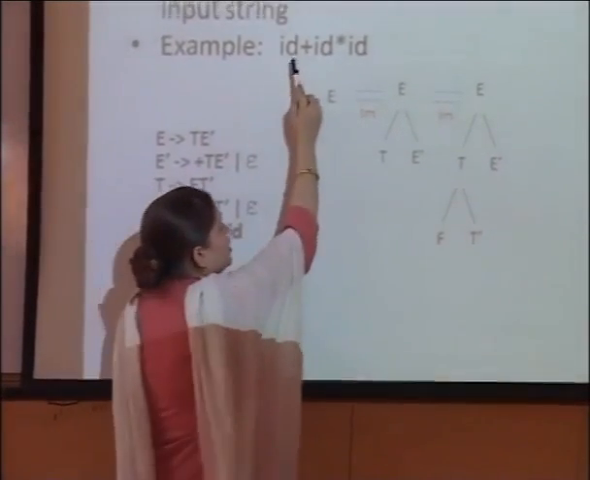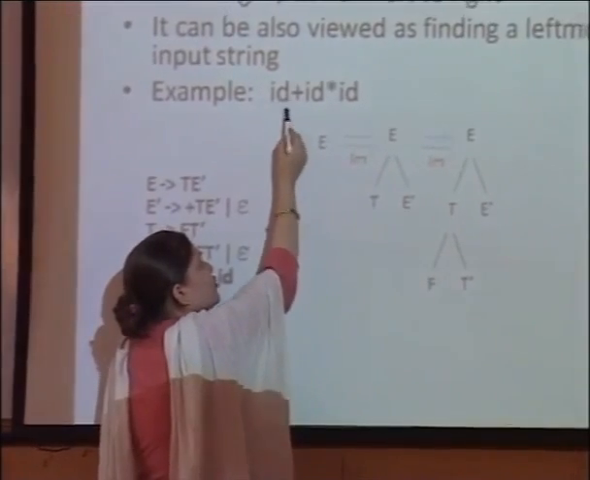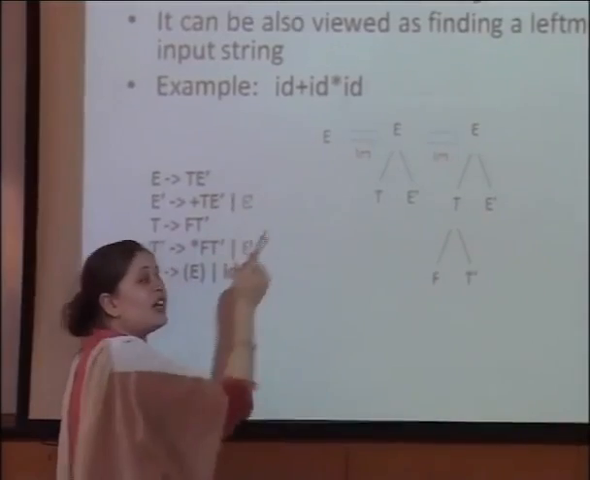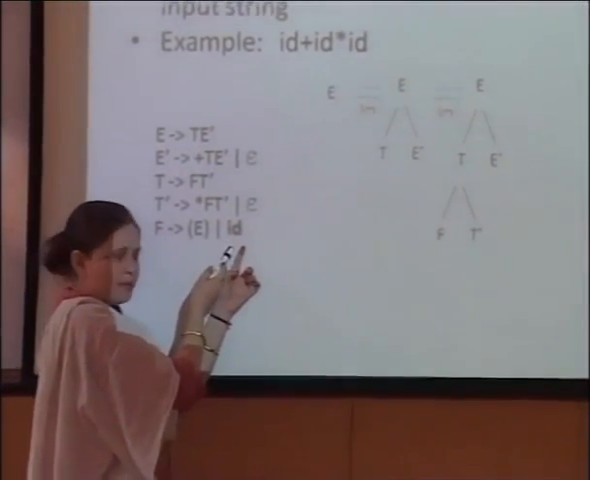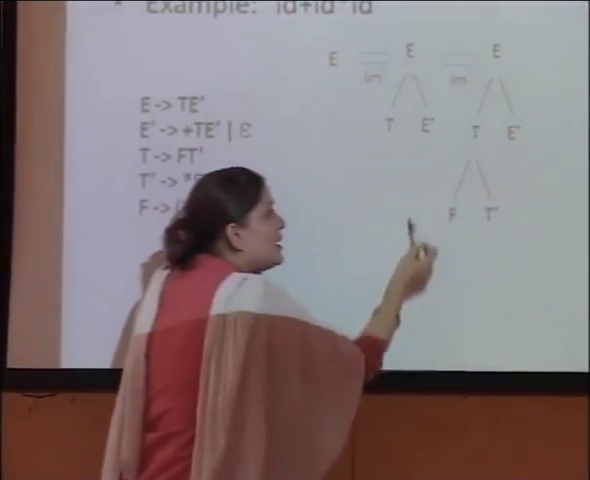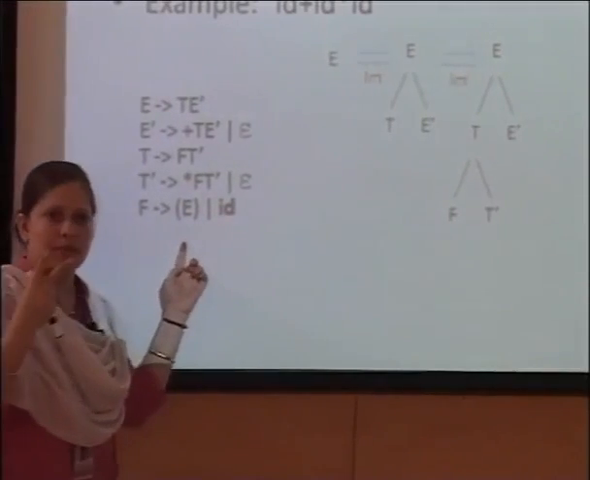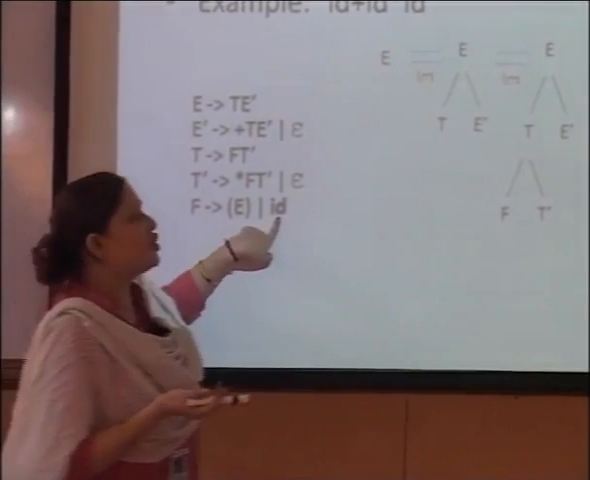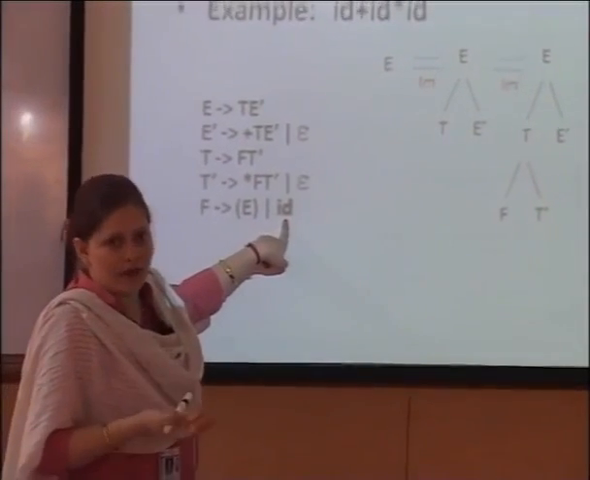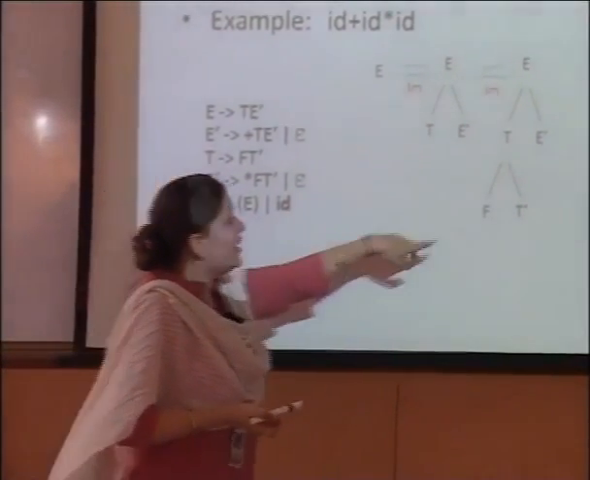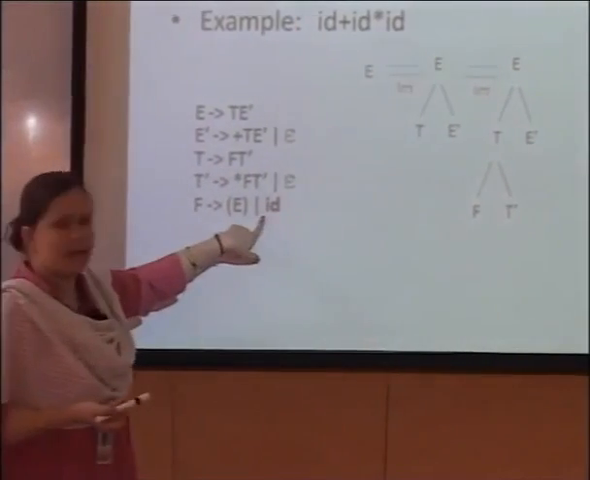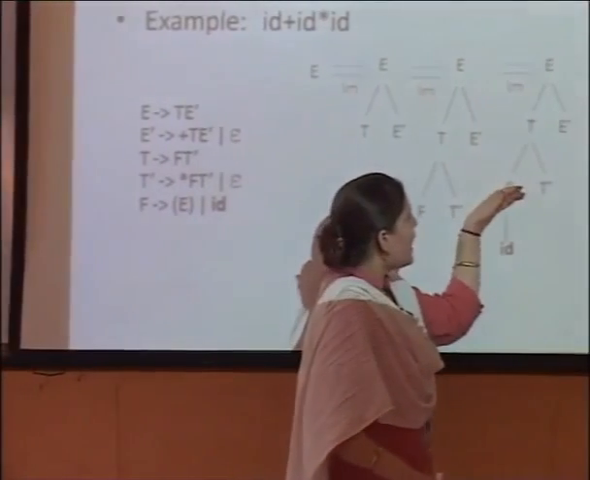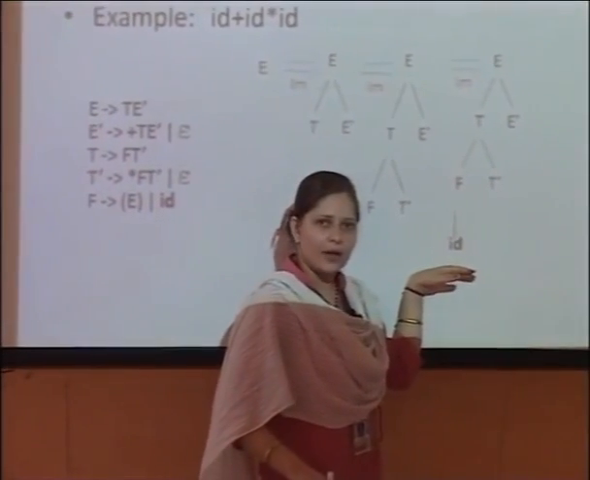As the input string pointer is right now pointing towards the ID, we will verify the expansion available for this production. Here this non-terminal symbol F has two productions. The first production represents a sub-expression and the second production represents an identifier. So now we will expand it for this identifier. That means F has been expanded to identifier.